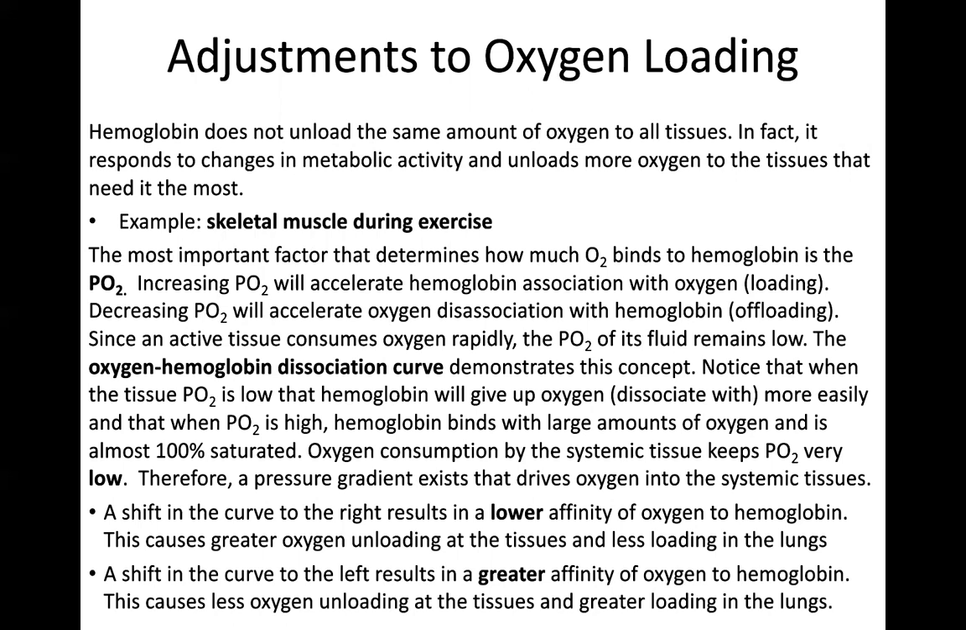All right, hemoglobin is going to unload different amounts of oxygen to our tissues throughout the body. In other words, it does not unload the same amount of oxygen to all of our tissues. It's going to adjust and respond to changes in metabolic activity and will unload more oxygen to the tissues that need it the most, i.e. our skeletal muscles when they're performing exercise.